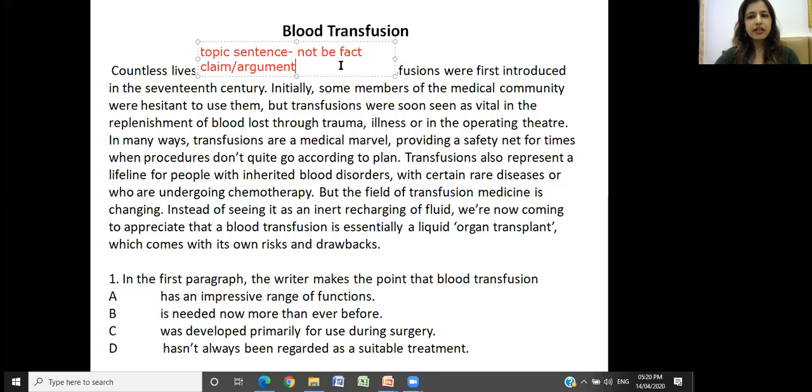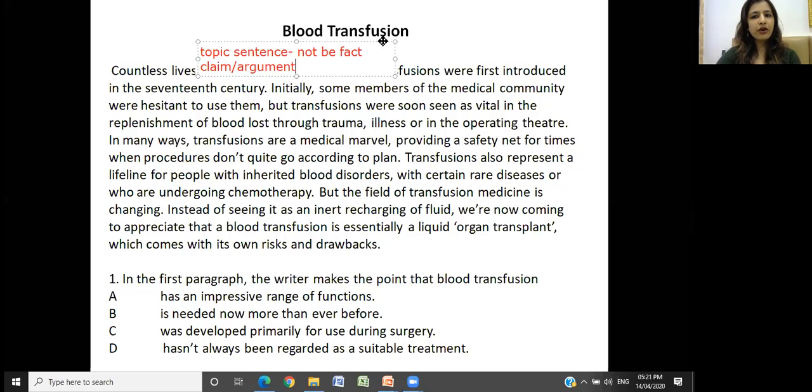How do we identify the difference between the fact and the argument? Fact is something that can be proven. It will have some statistics, evidences, and something that cannot be challenged. So if I say, hepatitis A virus affects the liver, it is a fact. Nobody can challenge that, right? But if I say insulin can also be given in oral form, or it can also be given in the form of a tablet, then it is a claim or an argument.